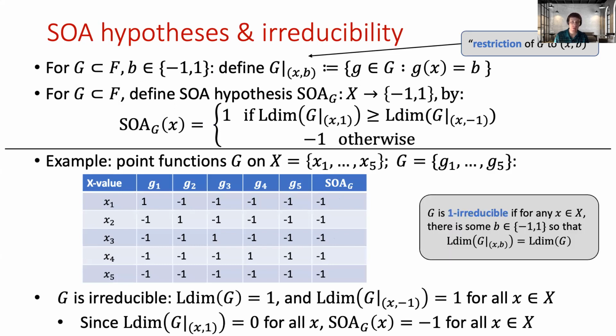So to see why this is the case, first of all, I'll note that the class of point functions G in this setting is actually irreducible. This is because its Littlestone dimension is 1, and for any point x, the Littlestone dimension of the restriction of G to x, -1 is also equal to 1. And moreover, we'll note that the Littlestone dimension of the restriction of G to x, 1 is equal to 0 for all x. And so what this means is choosing the label -1 maximizes the Littlestone dimension of the restriction. In other words, SOA G of x is -1 for all x. So one way to think of this SOA hypothesis is it maps each x to whichever label is such that restricting to the point x with that label leaves the larger class, as measured by Littlestone dimension.